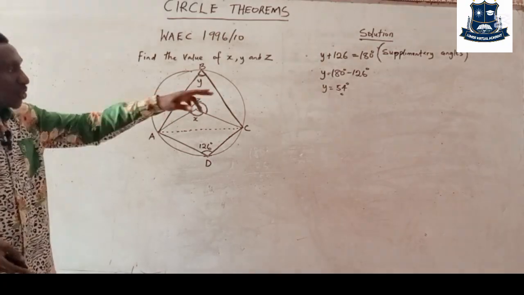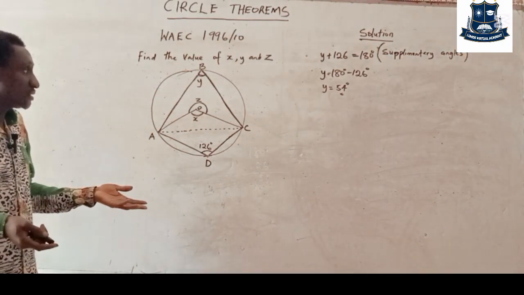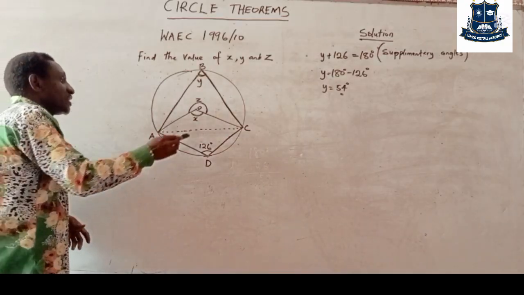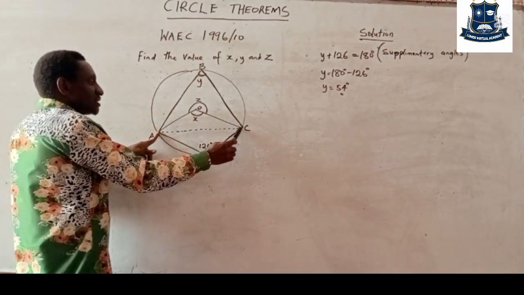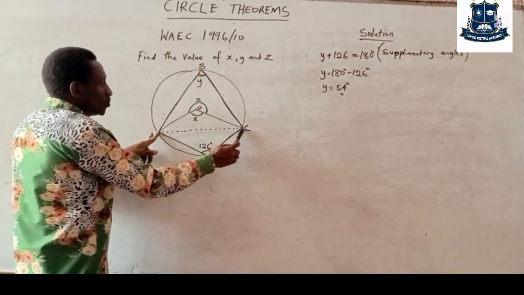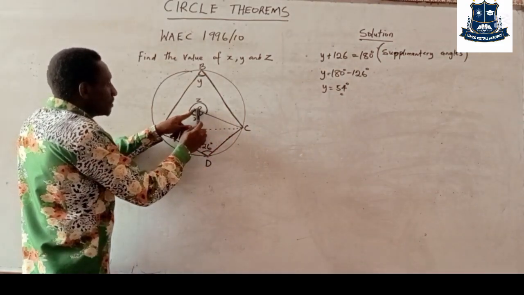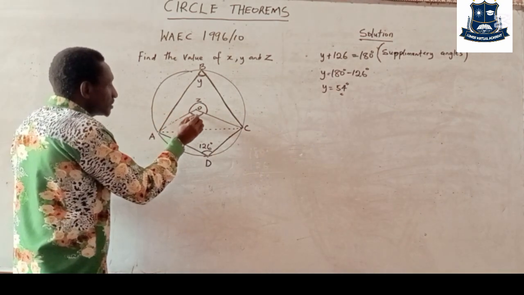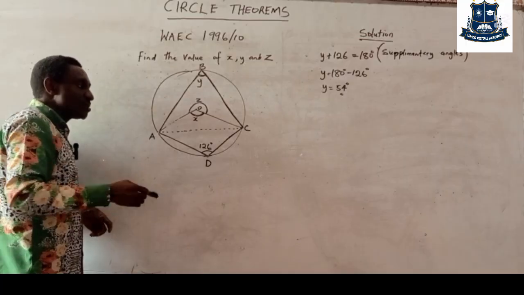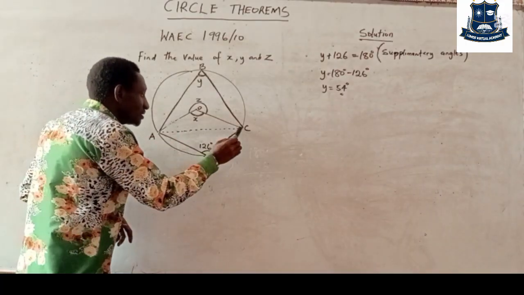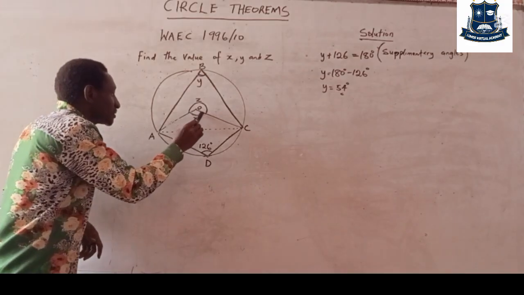Good. That has helped me to find y. Now I can choose to find x or find z. The choice is yours. But let me find x, for example. So this is a chord. This chord makes an angle at the center. How? You see two lines from the ends of the chord go and meet at the center and form this angle x. So we can say that x is an angle formed by chord AC. So chord AC forms angle x.